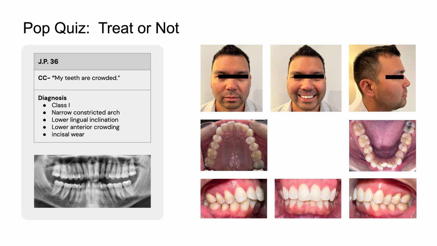I look at this, I'm like, "Can I do this?" Wow, man, we've got class one occlusion. Love that. Narrow constricted arch. Hey, we're going to help him with his breathing here. Lingually inclined teeth. We know we can upright those without too much difficulty.